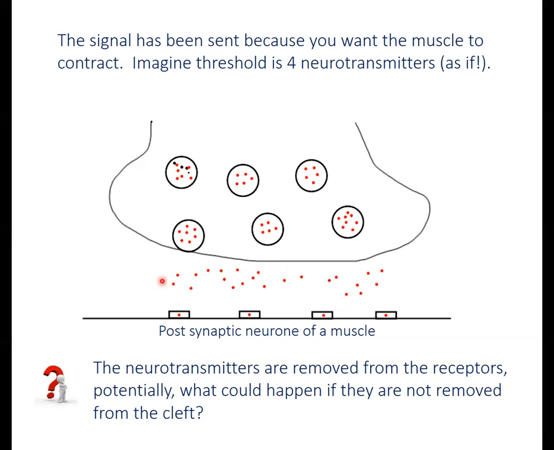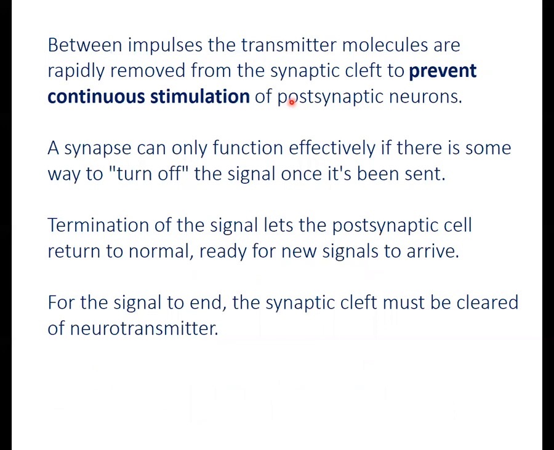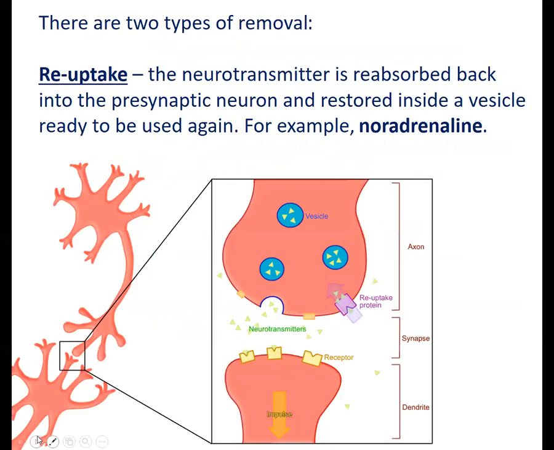So it's important that very, very quickly, once threshold has been reached, the neurotransmitters in the synaptic cleft are taken out of the synaptic cleft. And that's basically what this slide's talking about, the prevention of continuous stimulation of either muscles or the postsynaptic neurons. So how are the neurotransmitters removed from the synaptic cleft? Well, there are 2 main ways.